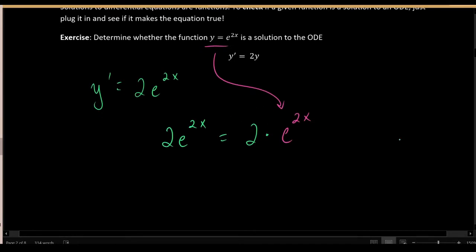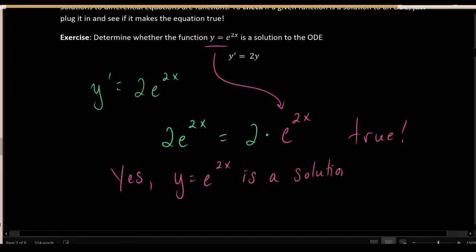So this statement is true. Yes, 2e to the 2x is equal to itself. And therefore, yes, y equals e to the 2x would be an example of a solution to this particular ordinary differential equation.